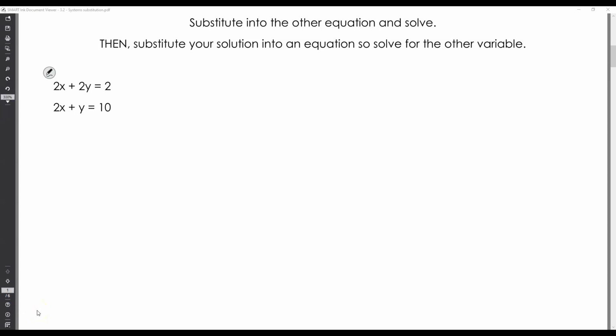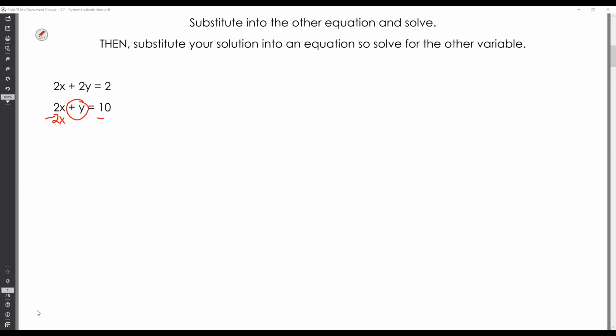Today we're looking at 3.2 systems of equations using the substitution method. So let's jump into it. I'm going to give you two equations and we're looking for the lonely letter. So this is 2x, 2y, 2x, and this y by itself right here, that's the lonely letter. So let's solve for it.